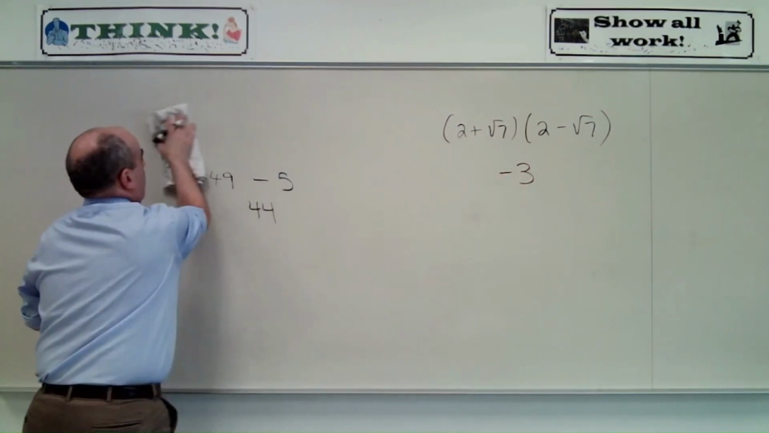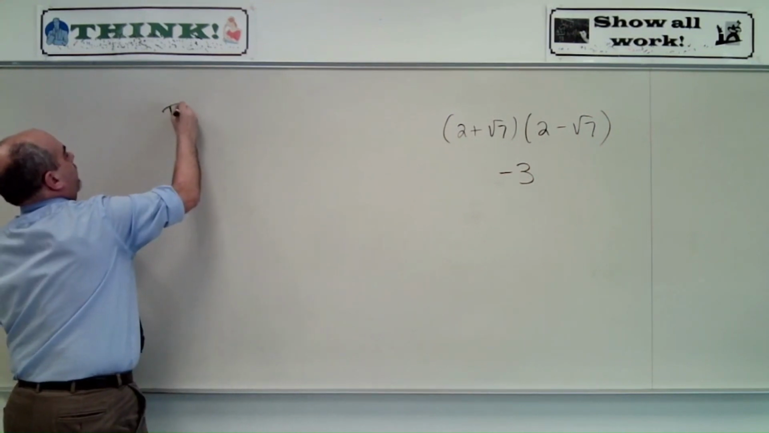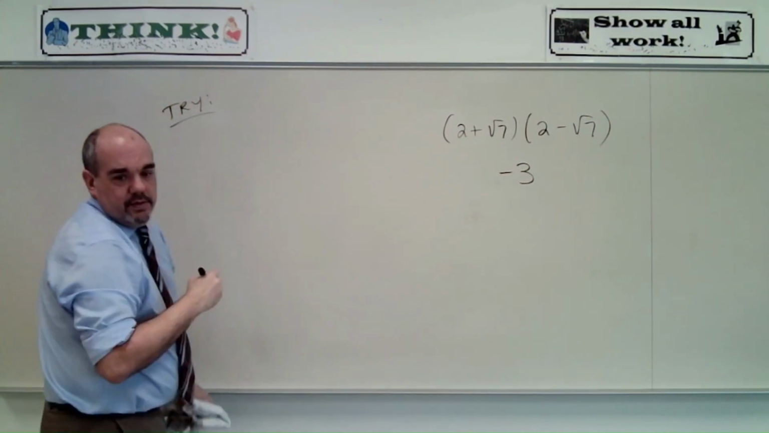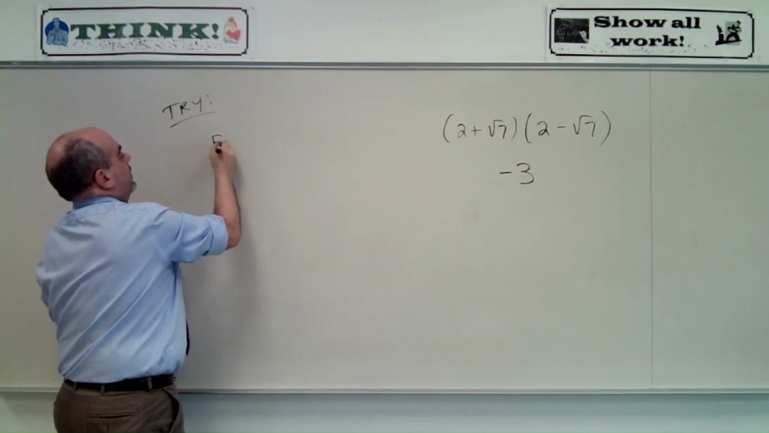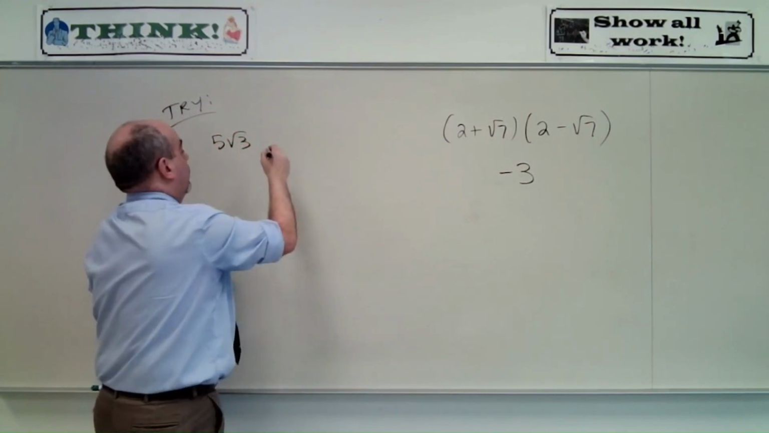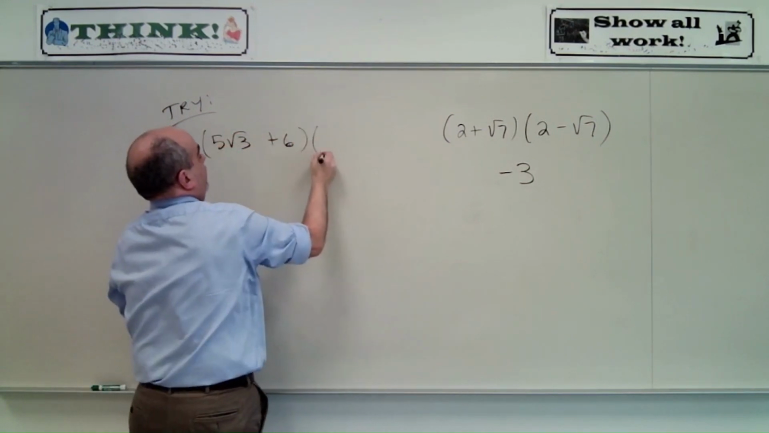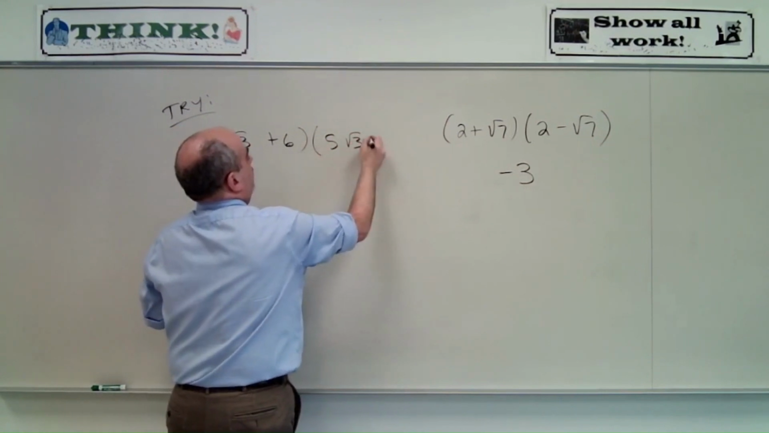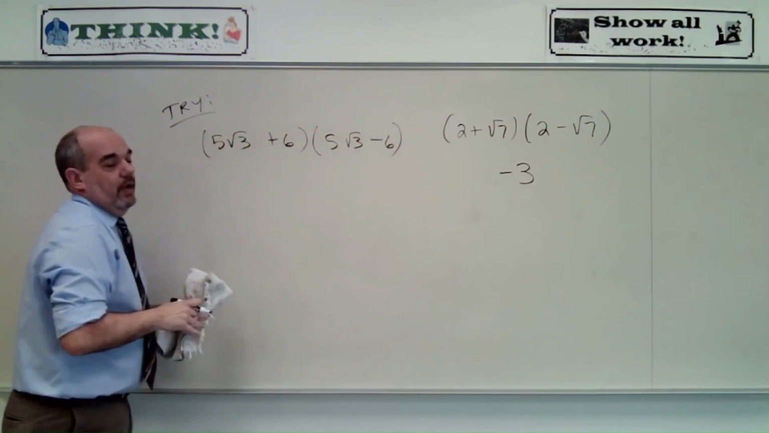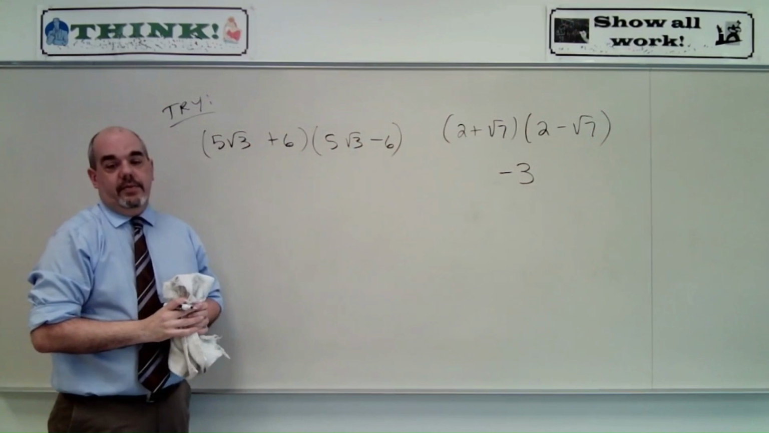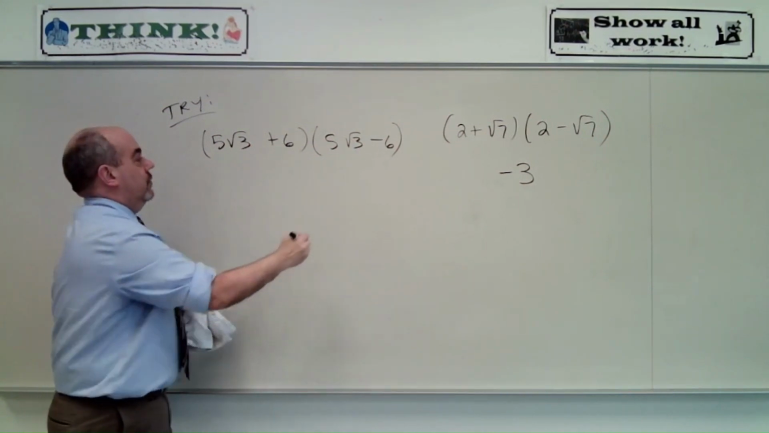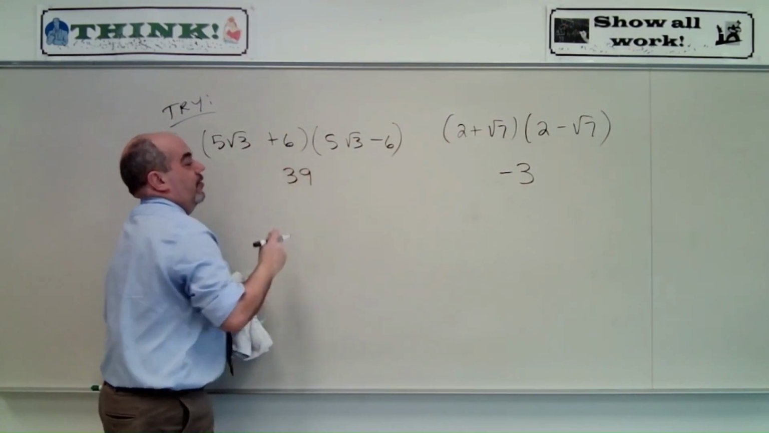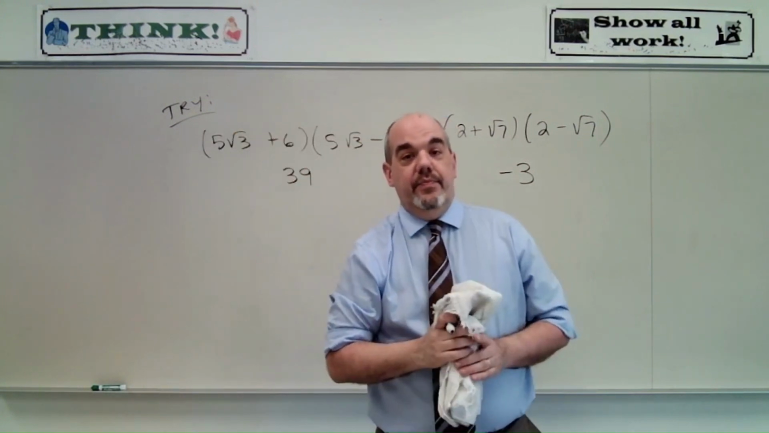Let's do another try, a little more complicated one. Let's do 5 times the square root of 3 plus 6, and its conjugate, 5 times the square root of 3 minus 6. Go ahead and pause the video and check your answer when you come back. All right, you should have gotten 39 for that answer.